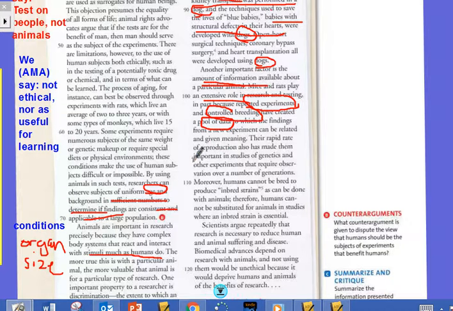Their rapid rate of reproduction, if you've ever had a rat as a pet, you know this. They keep making babies, and every time they make 9 or 10 of them. Their fast rate of reproduction has also made them important in studies of genetics and other experiments that require observation over a number of generations, from grandparent to parent to child.